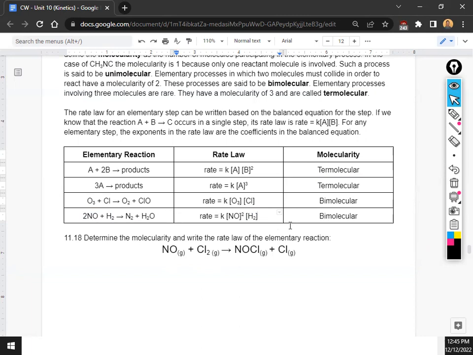Why did I write that? This should be termolecular. Sorry, guys. My fault. This is termolecular.